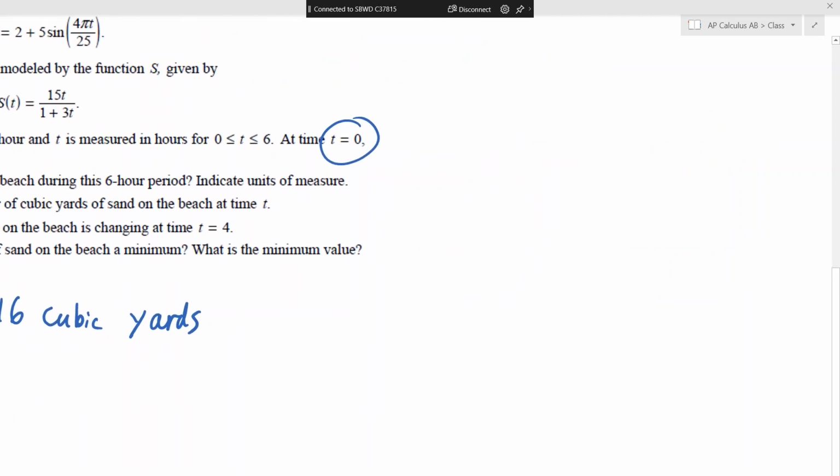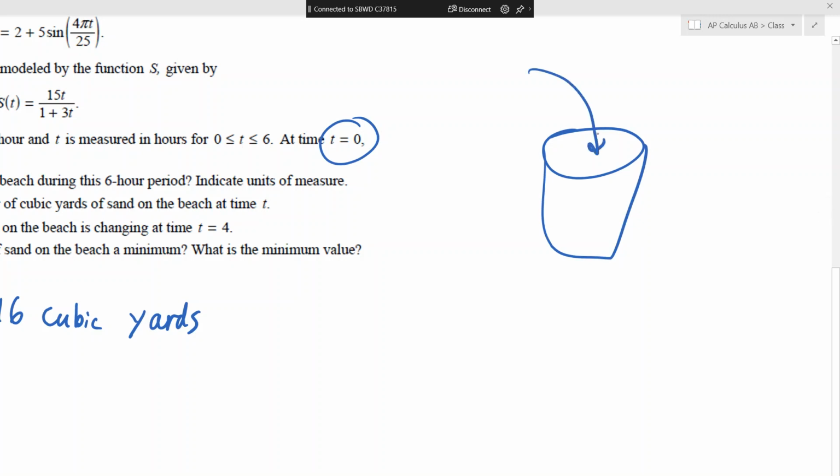So let's think about this. If I had a bucket, there it is, look at that bucket, and I was dumping in 10 gallons a minute, but there was a hose at the bottom that was taking out 3 gallons per minute.